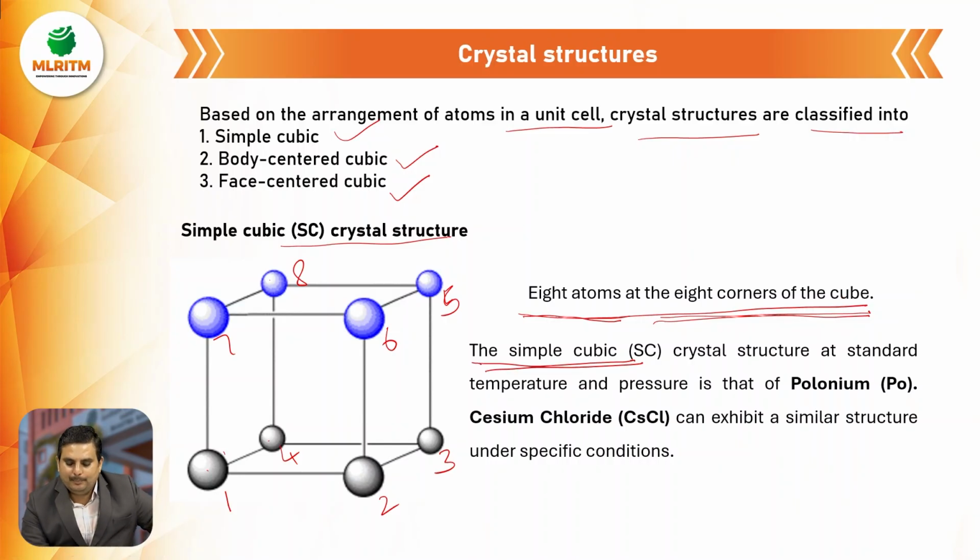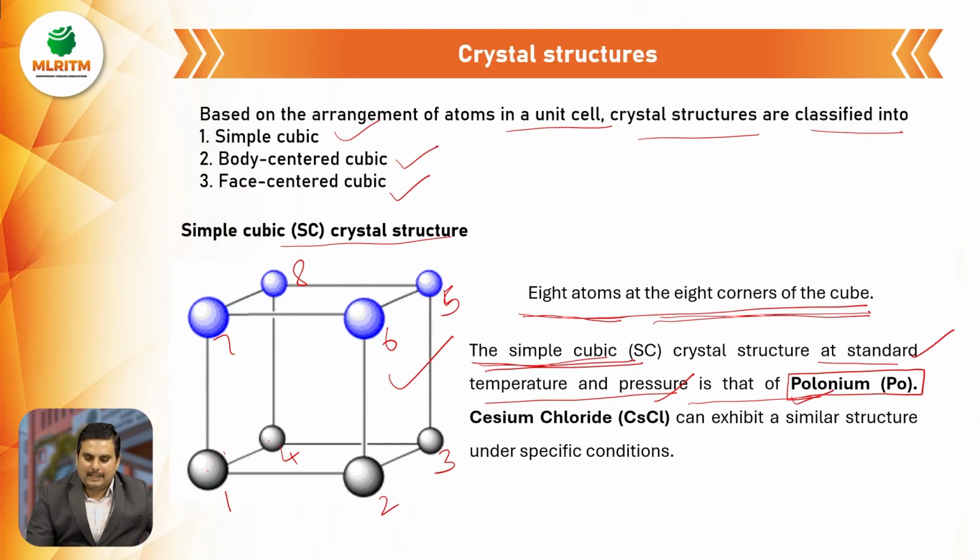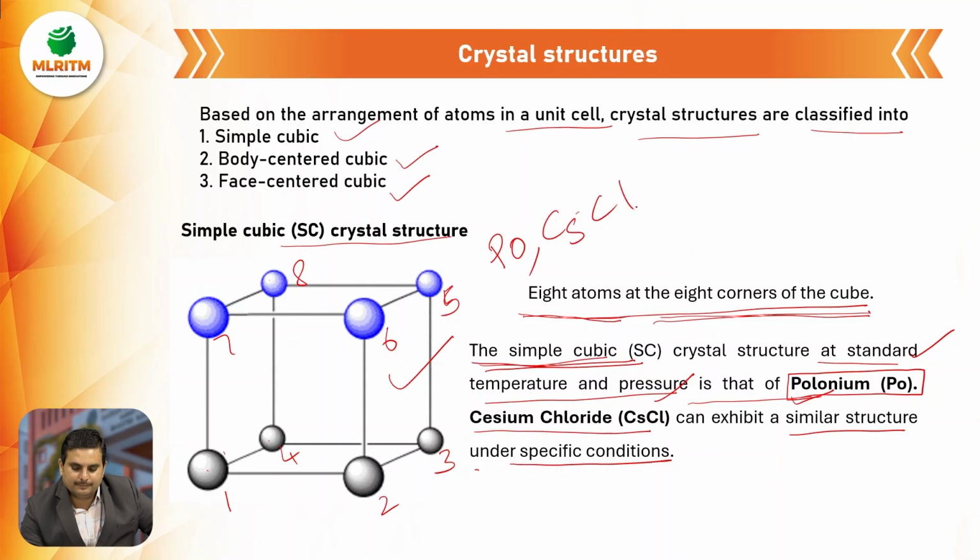The simple cubic crystal structure at standard temperature and pressure is that of polonium. It is the only material which exists in this simple cubic structure at standard temperature and pressure. Another one, cesium chloride, also exists in a similar crystal structure under specific conditions. So the examples for the simple cubic structure are polonium and cesium chloride. These are the two materials that exist in this simple cubic structure.